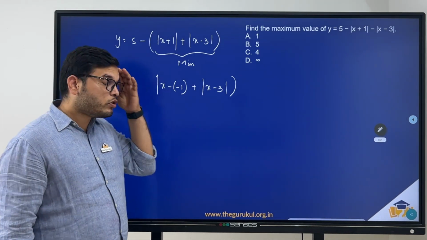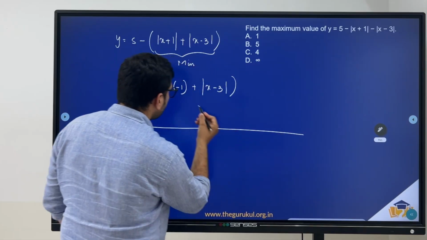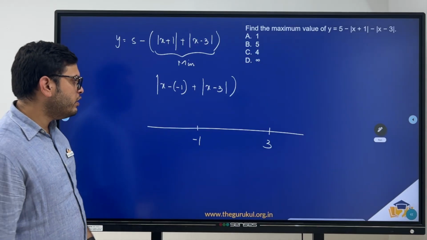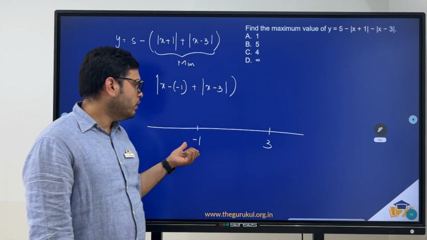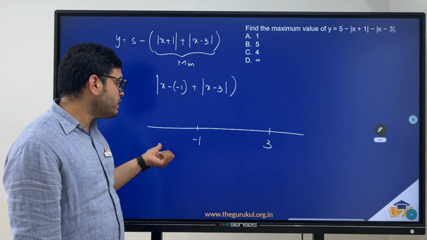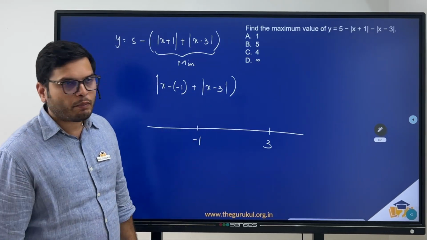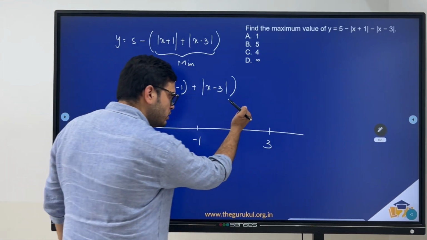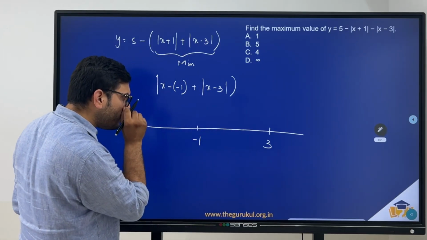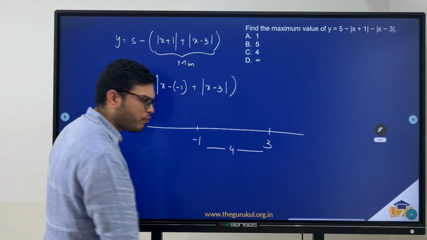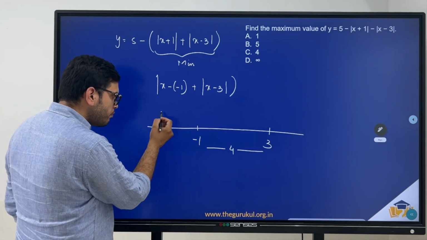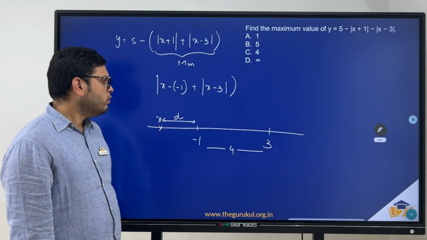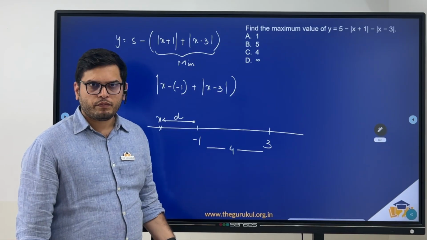Now let us apply the distance concept once again. So you have 2 points, minus 1 and 3, right? So we should be finding the sum of the distances between x and these 2 points such that that is minimum. That will occur when x lies between minus 1 and 3, right? Now what is the distance between minus 1 and 3? 4 units, right? Now if I consider some value of x here, d units from minus 1, then the value would be d plus (4 minus d), which is 4, right?